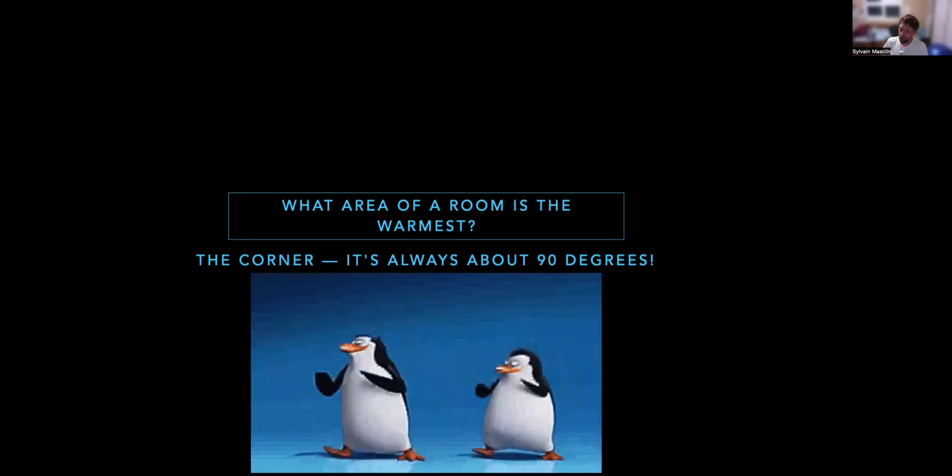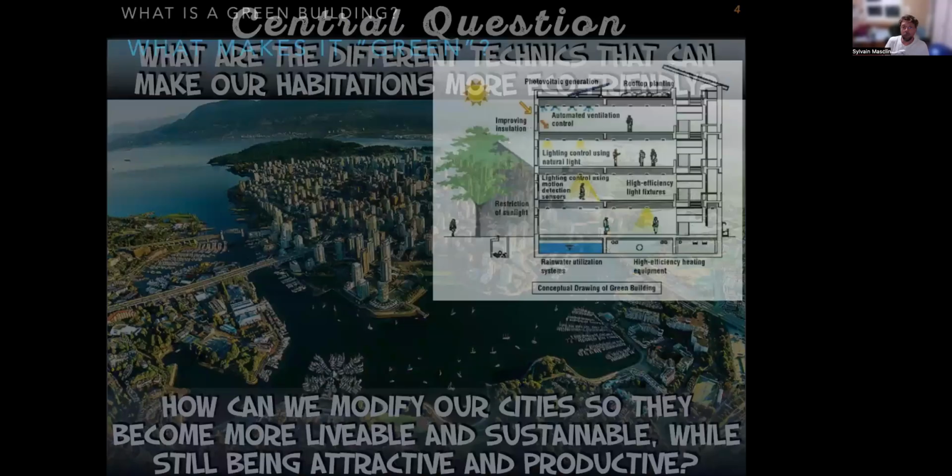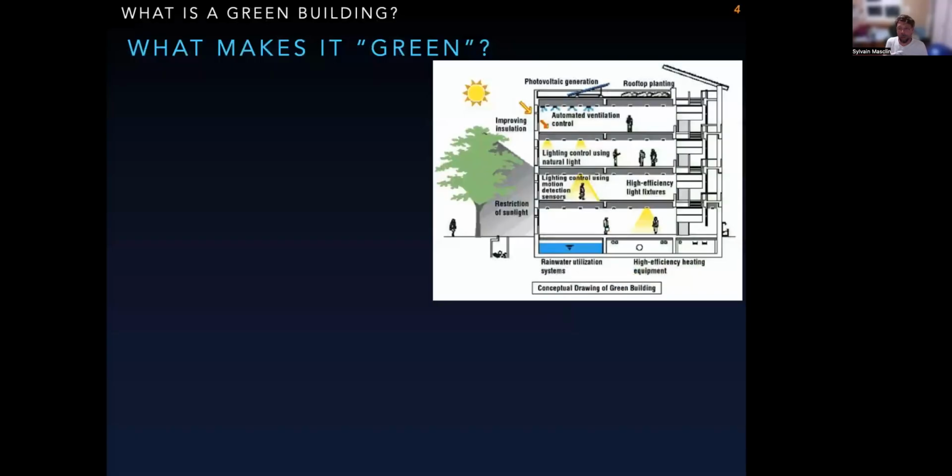Okay, so with today's lecture, we have two goals: looking at the techniques to make our buildings more eco-friendly and better for the people, and then looking at how we can do that with the cities. We can start with what makes a building green. What is a green building?